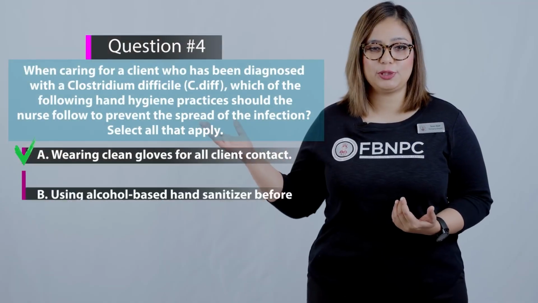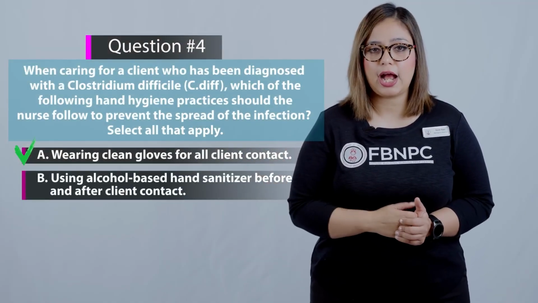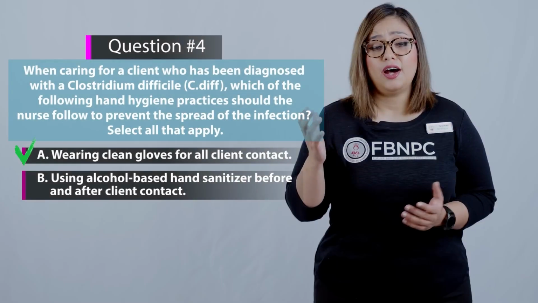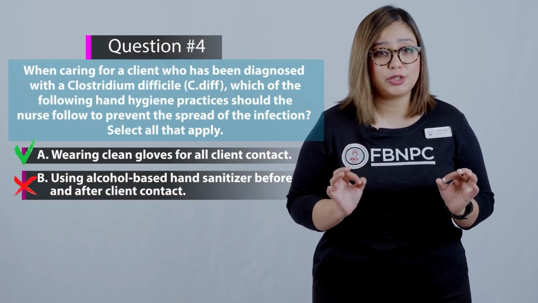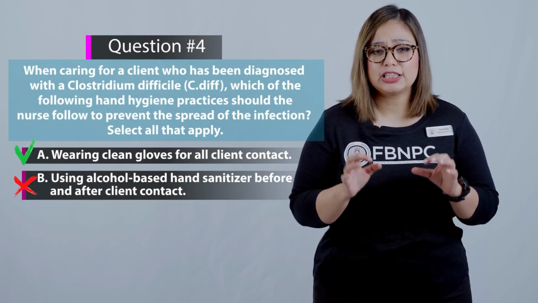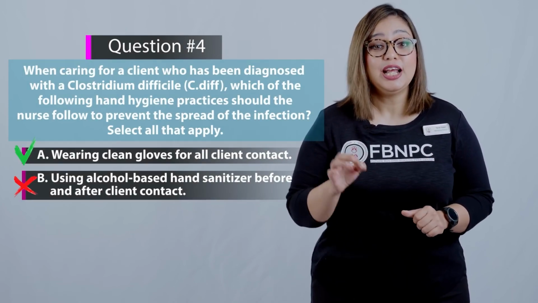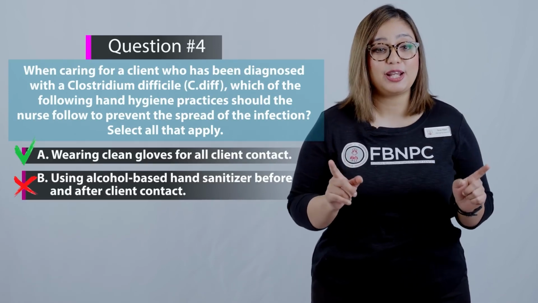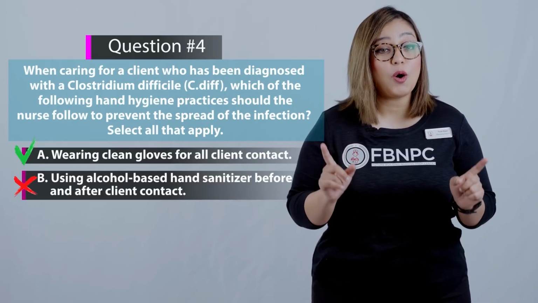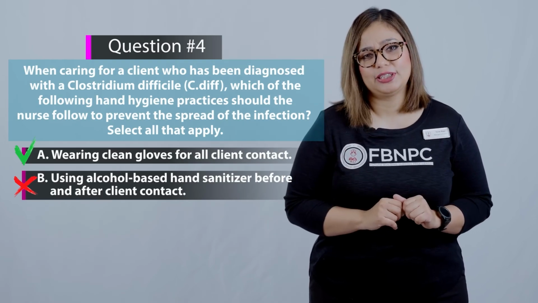Let's just review option number 2, using alcohol-based hand sanitizer before and after client contact. What do you guys think about it? Unfortunately, this option is incorrect because C. diff is a difficult organism as it creates spores that are resistant to the alcohol found in hand sanitizers. So this makes alcohol-based hand sanitizer ineffective in controlling the spread of C. diff. So guys, that is an incorrect option.